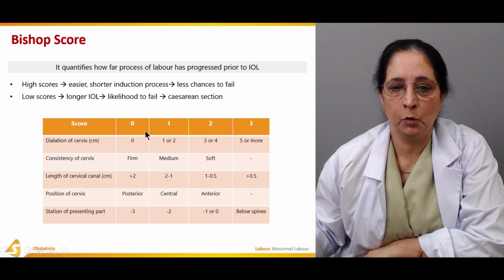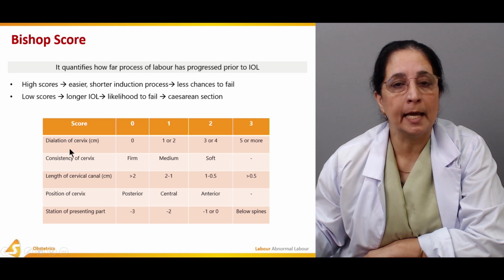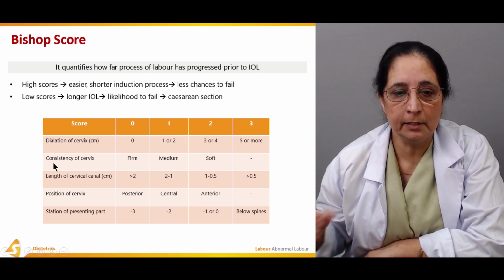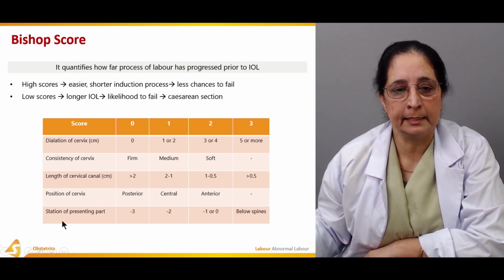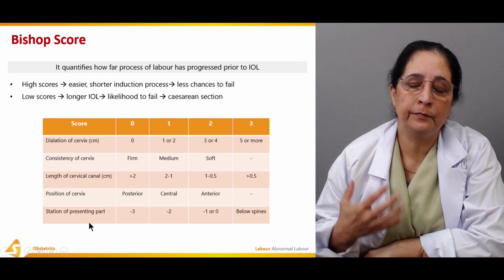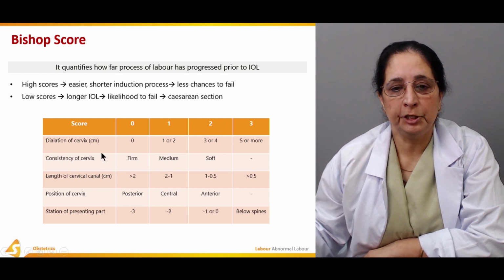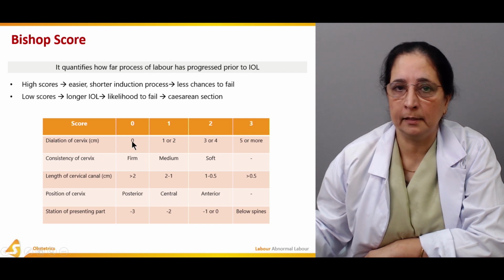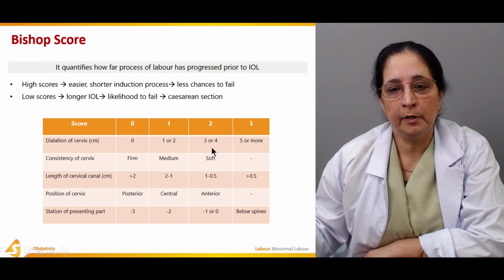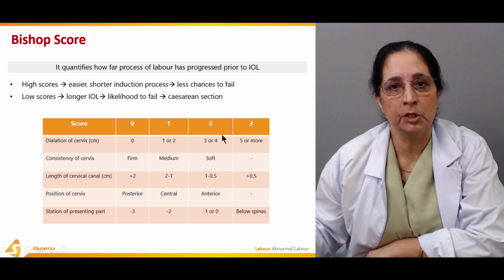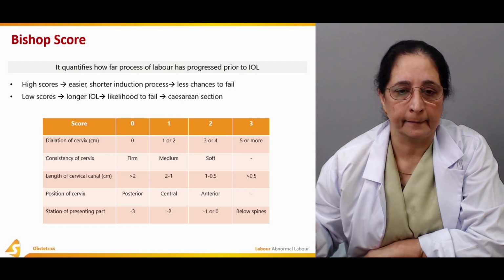These are the Bishop scores 0, 1, 2, and 3. We should look for these 5 things: dilation of the cervix, consistency of the cervix, length of the cervical canal, position of the cervix, and station of the presenting part. These 5 things should be measured to find out the Bishop score. For dilation of the cervix, if it's 0, then the score is 0. For 1 to 2 centimeters, the score is 1. For 3 or 4 centimeters, the score is 2. For 5 or more, the score is 3, which is a good indication.